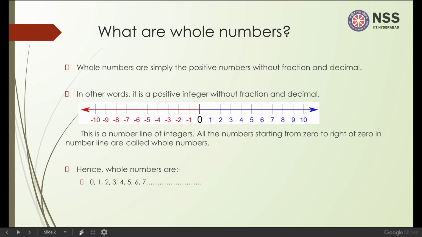So, what are whole numbers? Whole numbers are the collection of all positive numbers which do not have any fraction or decimal. So, if we have a number line which has all the integers written on it, then the whole numbers starting from 0 and which lie on the right side of it are called whole numbers. So whole numbers are 0, 1, 2, 3 and so on.